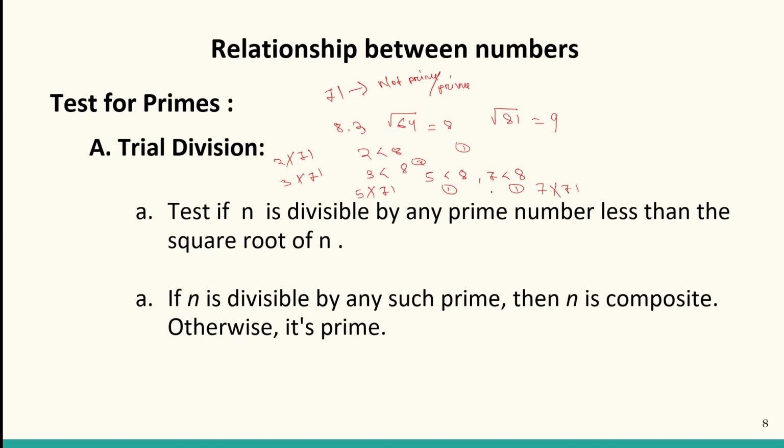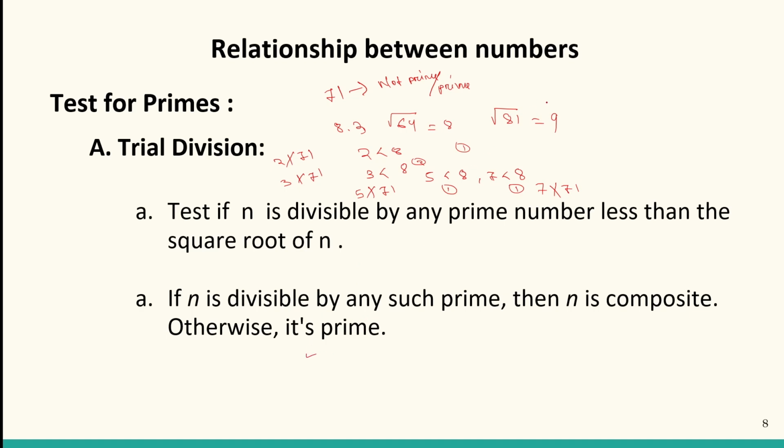Since all these leave a remainder that is not equal to 0, what we can say is that if n is divisible by any such prime, then n is composite. Since it is not divisible by any of these primes, we can say that 71 is prime.